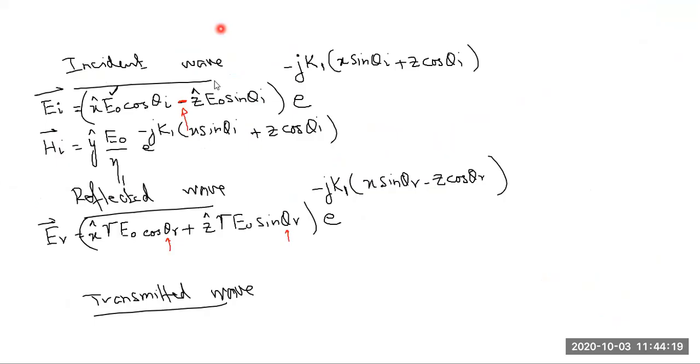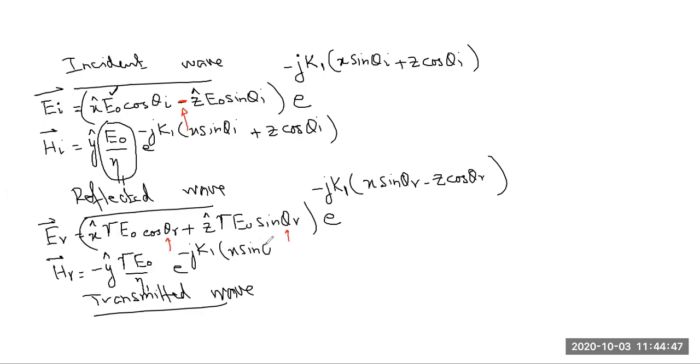Now I can do the same thing for the magnetic field. As the magnetic field is pointing in the negative y direction, I will write down minus y, and the magnitude will be the incident magnetic field magnitude multiplied by gamma, and then we have e power minus jk1 x sin theta r minus z cos theta r. And finally, for the transmitted wave, we will have E t.